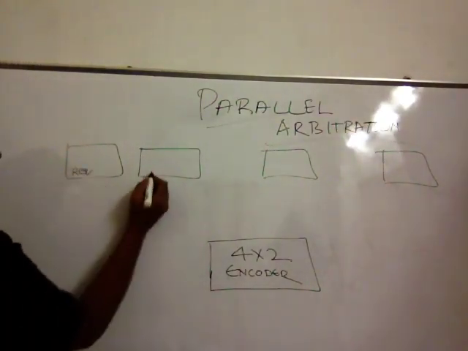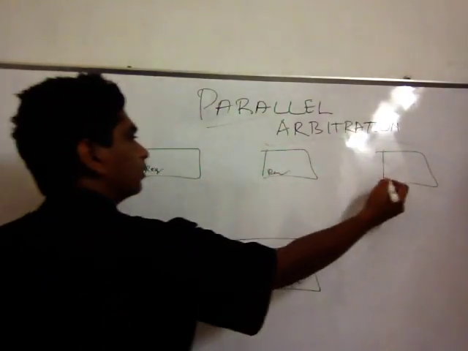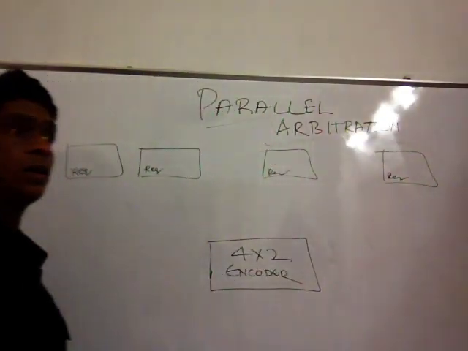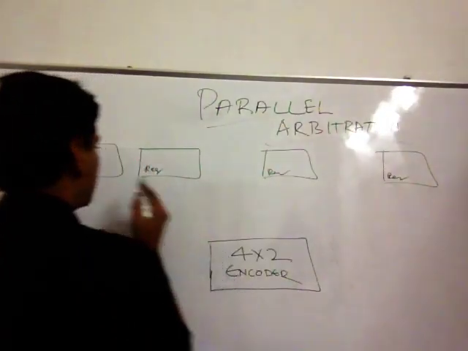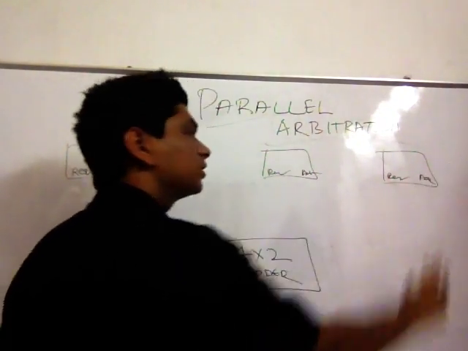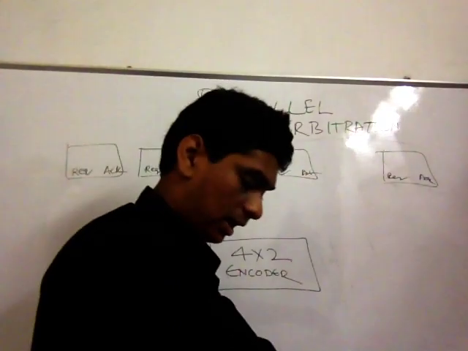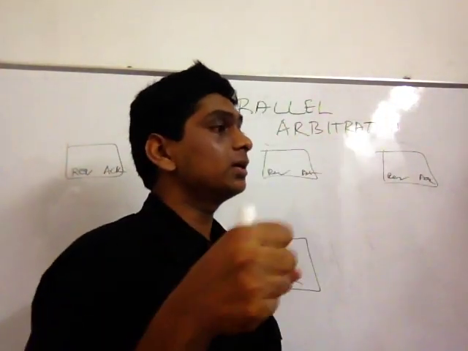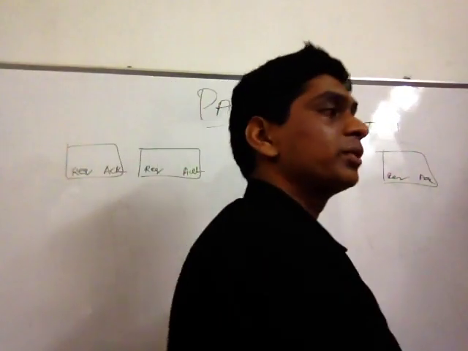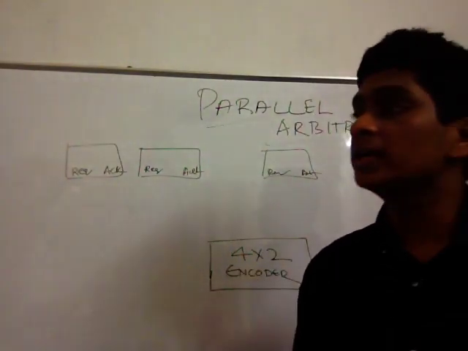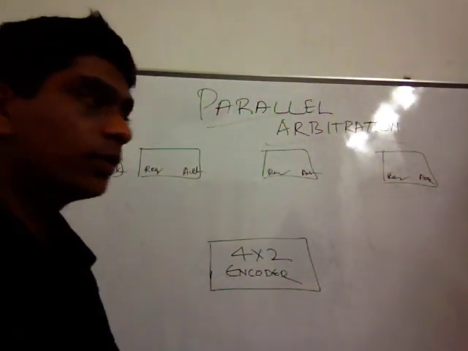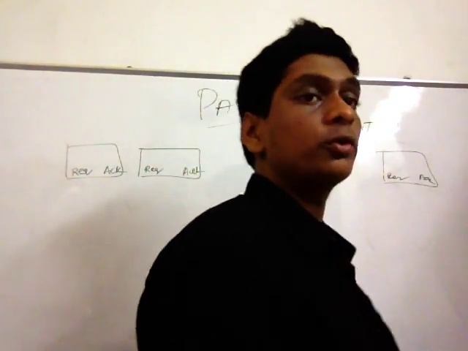There is a request line for every processor. There is a request line for every arbiter. Request, request, request, request. And there is also an acknowledgement line. This acknowledgement line tells that I have received the signal. Request means I want to use the bus and the memory. Acknowledgement means I got the signal, now I can use the memory and the bus.